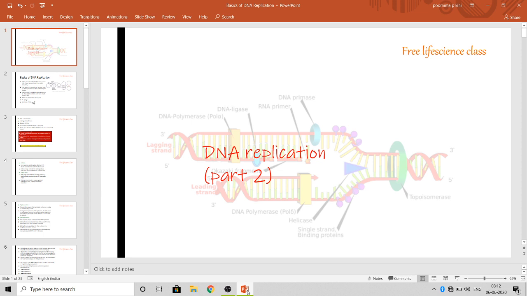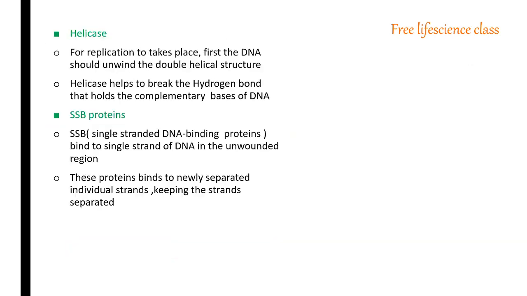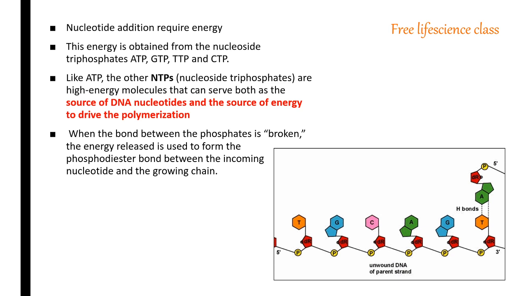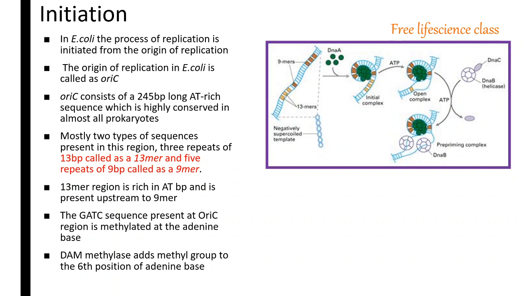In prokaryotic DNA replication, there are three steps: initiation, elongation and termination. We have discussed all of these in the previous video, so please watch that one to get a clear idea about the proteins and enzymes and their functions involved in each step of DNA replication. Now we are moving into the initiation step.